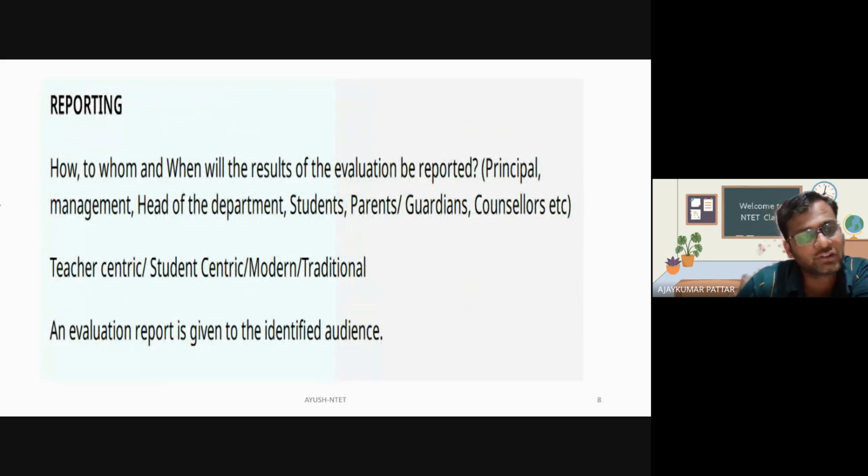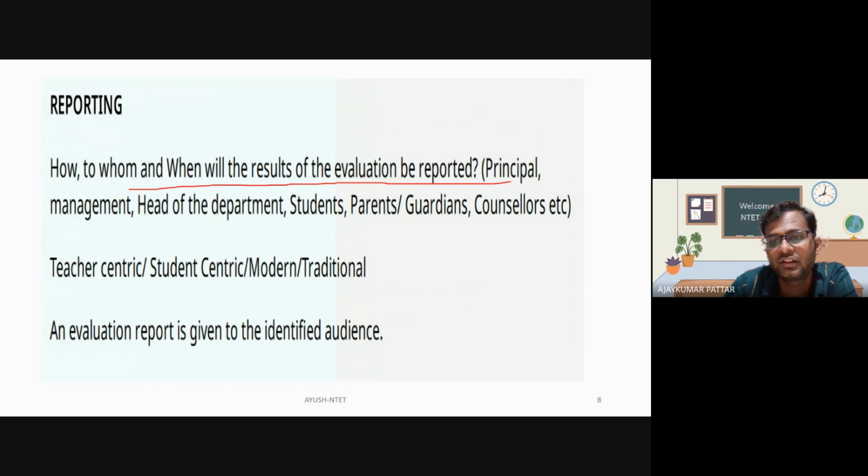Then reporting. How, to whom, and when will the results of the evaluation be reported: whether to the principal, management, head of the department, students, parents, guardians, counselors, etc.? It depends on the situation or condition. Usually in school education, the report cards or evaluation reports will be given to the parents and guardians.